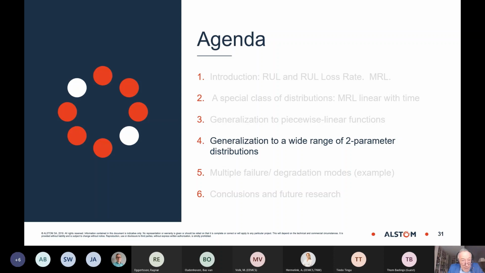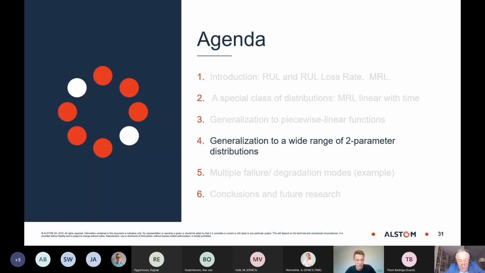parameters. So what we have looked at so far is the special class of distribution with MRL linear with time. Then we have hinted how it can be generalized to a piecewise linear function for the time to failure. But before I go further, if there are any questions on the previous part, please feel free. I hope it was reasonably clear, but I can answer questions you may have.